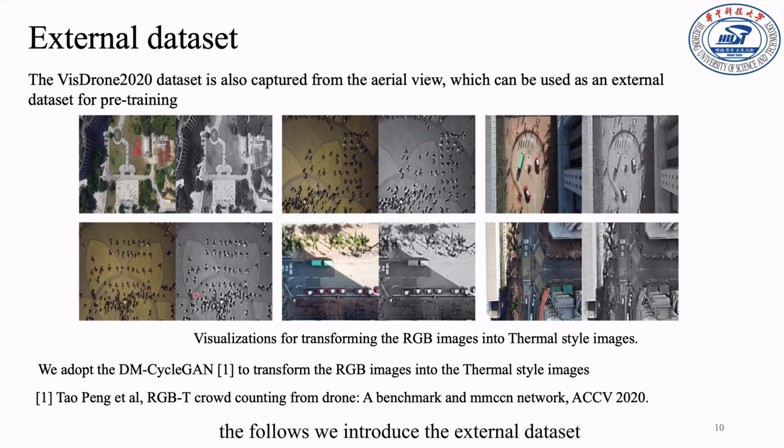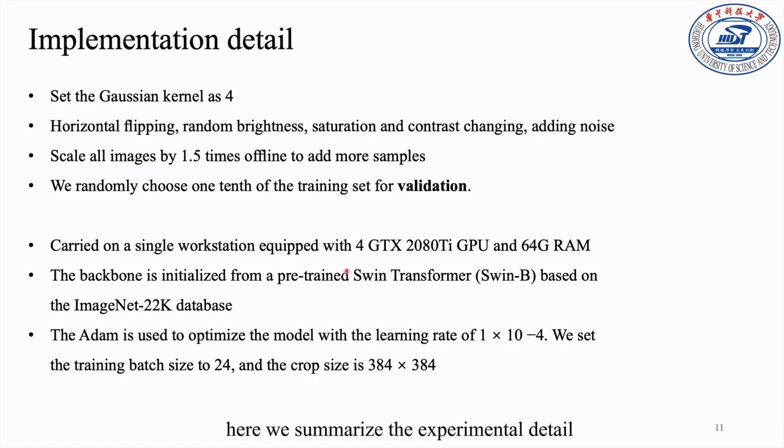Then we introduce the external dataset. According to the test guideline, we can utilize external datasets. The VisDrone 2020 dataset is also captured from the aerial view, which can be used as an external dataset for pre-training. This dataset only contains RGB images without thermal images. Hence, we adopt the DM-CycleGAN to transform the RGB images into the thermal style images, as shown in this figure.